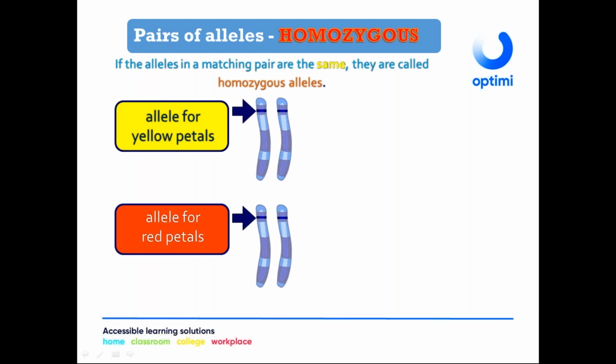Now let's look at homozygous and heterozygous. Remember, homo means the same. Zygous comes from the word zygote. If the alleles in a matching pair are the same, they are called homozygous alleles. For example, this is from a male and this is from a female, but they are all alleles for yellow petals. They are exactly the same, either both dominant or both recessive. So we refer to those as homozygous alleles. These were also alleles for red petals. We found exactly the same alleles from both parents, so this is known as homozygous alleles.